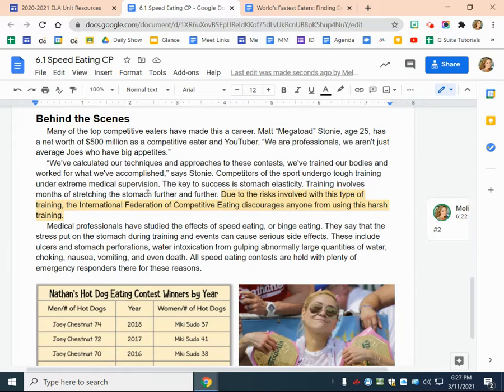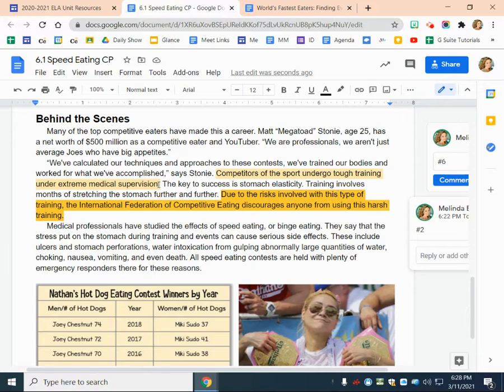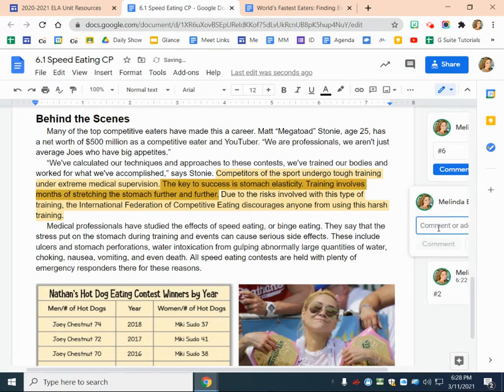All right, so I'm going to go ahead and highlight they undergo tough training under extreme medical supervision. Go ahead and highlight that, number 6. That's 1. And then right next to it, the key to success is stomach elasticity. Training involves months of stretching the stomach further and further. I think that would also be a good piece of evidence to show the training involved in competitive eating. Okay.